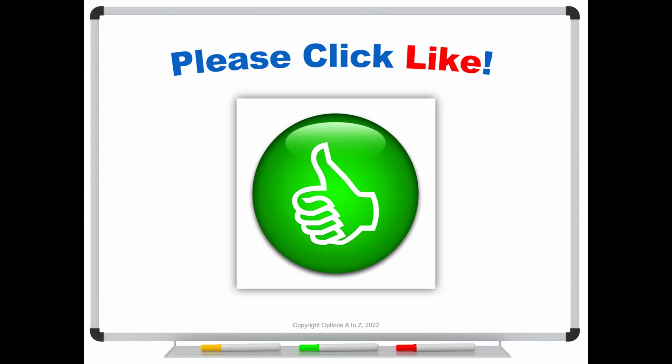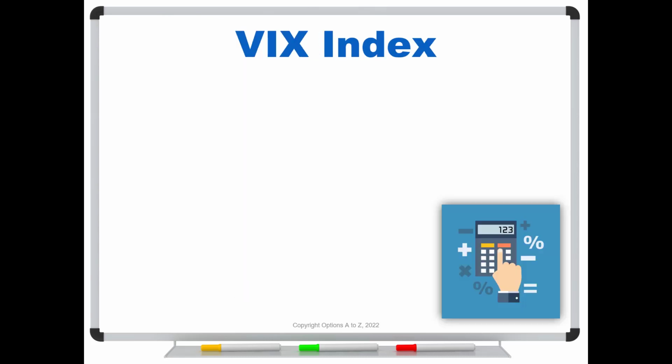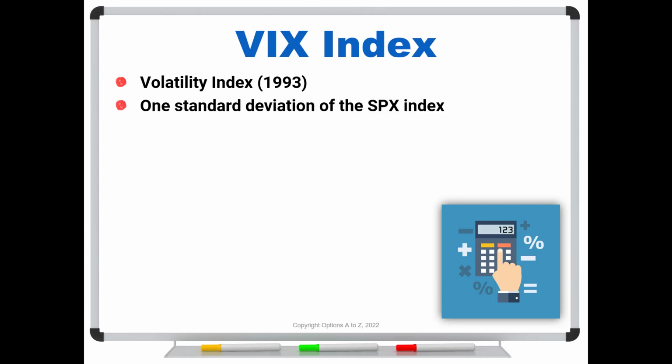So let's start with the VIX index. And this is what I posted about recently on how to interpret it. Remember that the volatility index is the VIX. It's just an index. It started in 1993, and it is showing a 1 standard deviation of the SPX, or the S&P 500 index. That's what the VIX shows. However, really important, it is the average volatility over the next 30 days. The key word there is next.